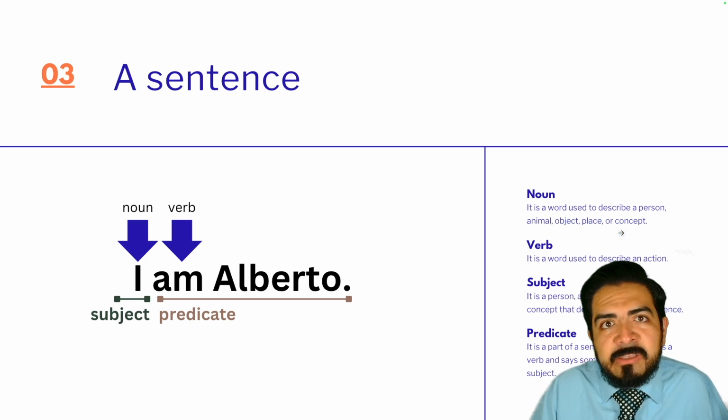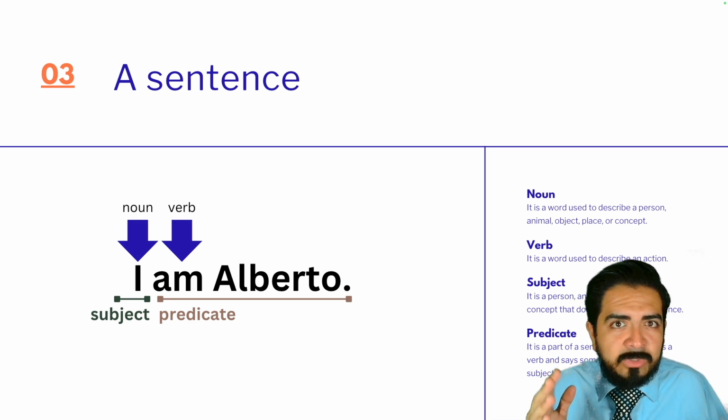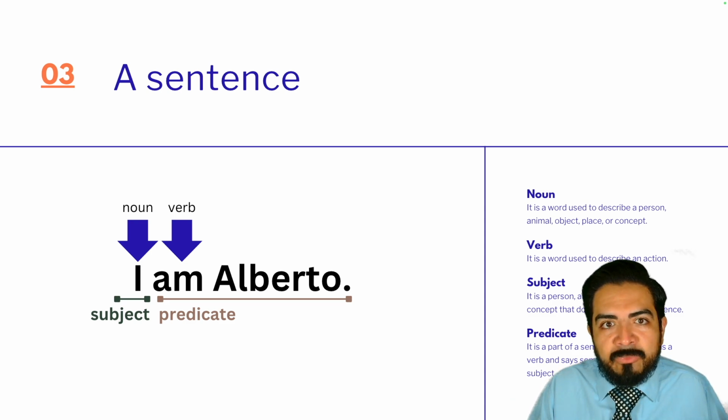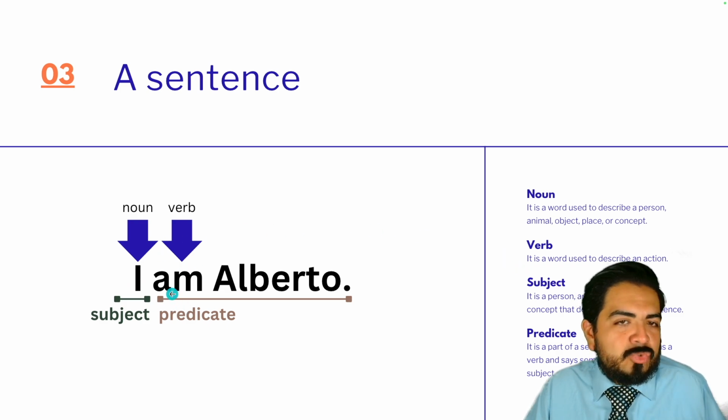And I have a video about nouns and subject pronouns. There is a link in the description. You can take a look at it if you want another explanation about nouns. Also, a verb is a word used to describe an action. In this case, the action is to be.